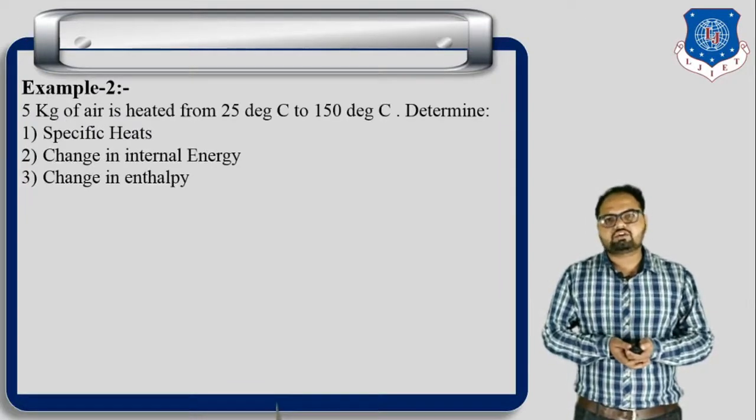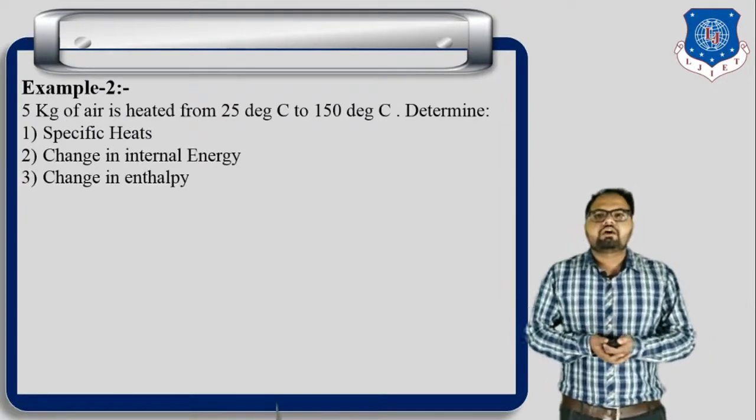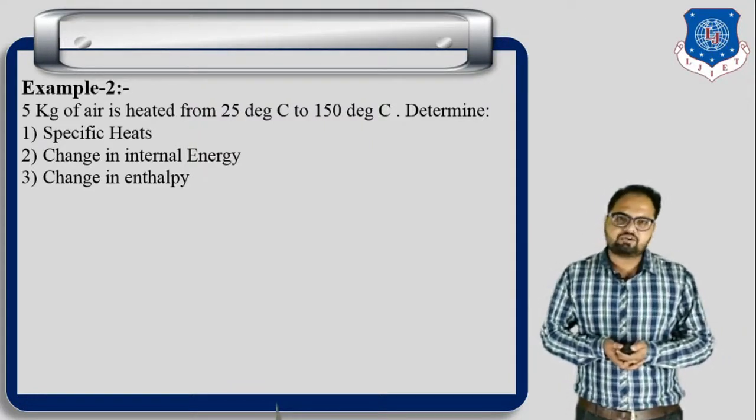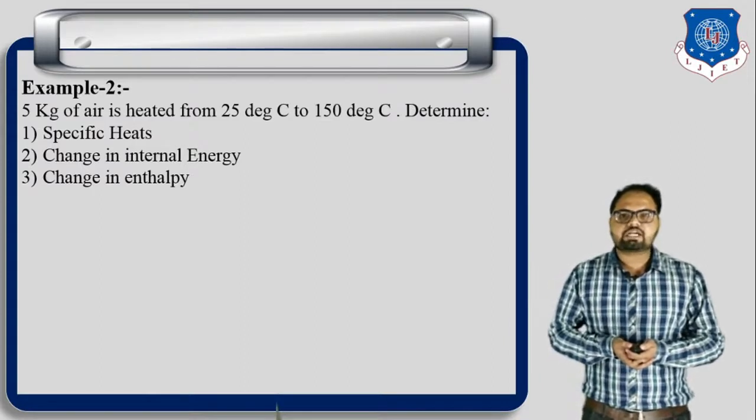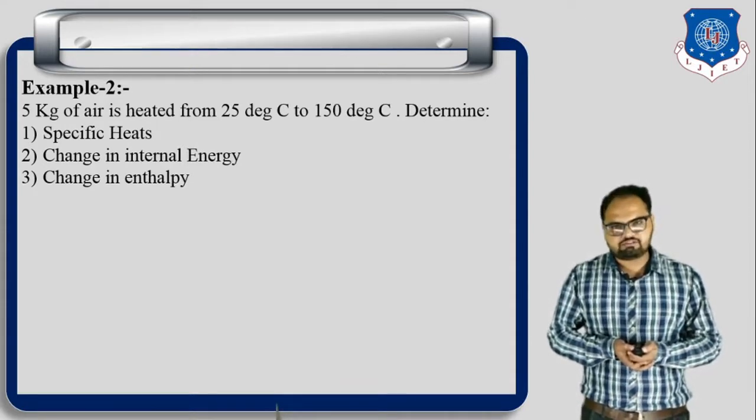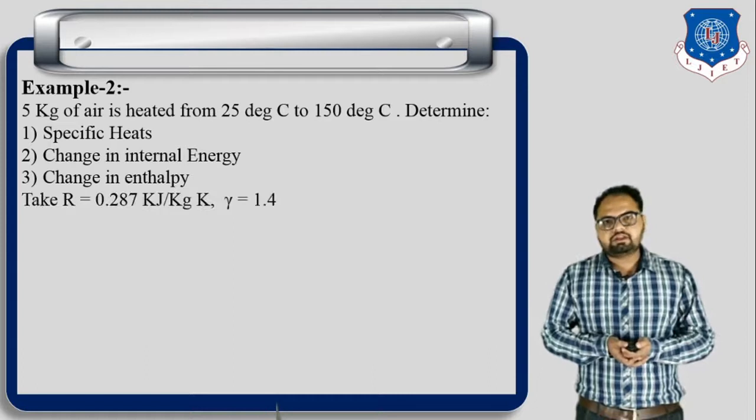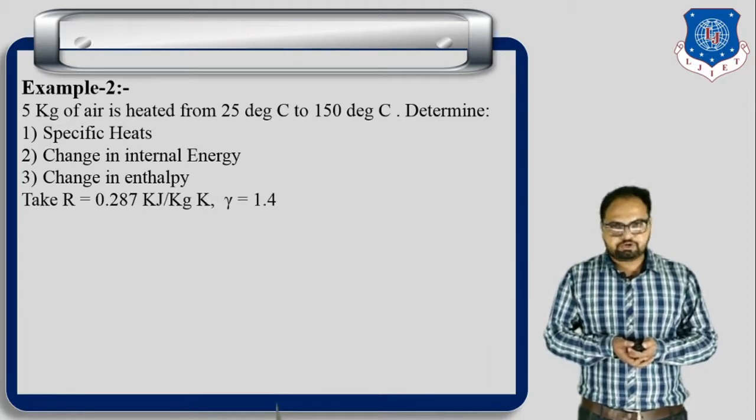Now let's start numerical number 2. 5 kilogram of air is heated from 25 degrees Celsius to 150 degrees Celsius. Here you can see that the mass of the air is 5 kilogram, initial temperature is 25 degrees Celsius, and final temperature is 150 degrees Celsius. Determine specific heats, that means Cp and Cv, change in internal energy, that is dU, and change in enthalpy, that is delta H. Take R is equal to 0.287 kilojoule per kilogram Kelvin and gamma is equal to 1.4.